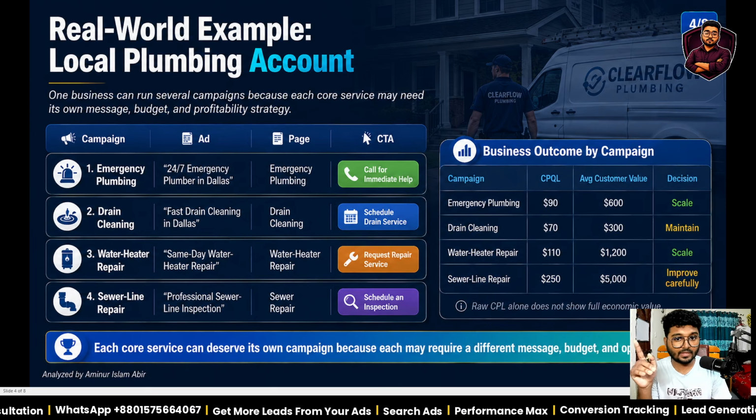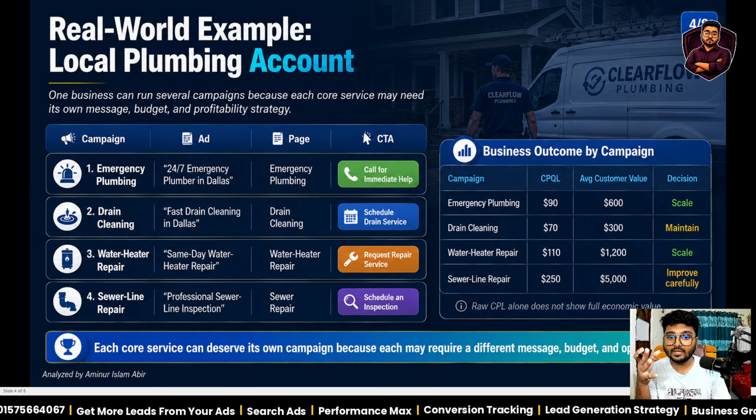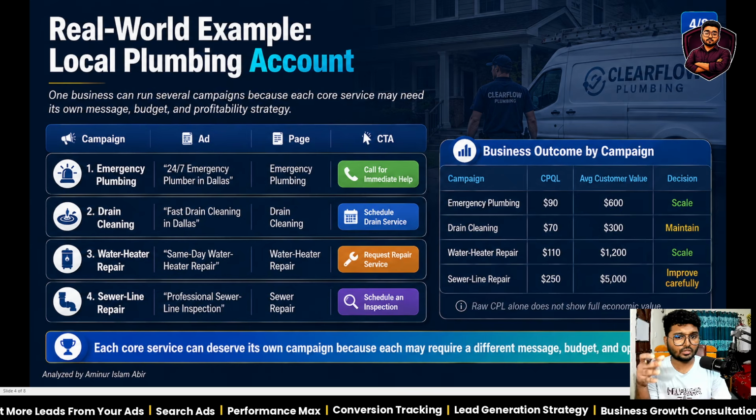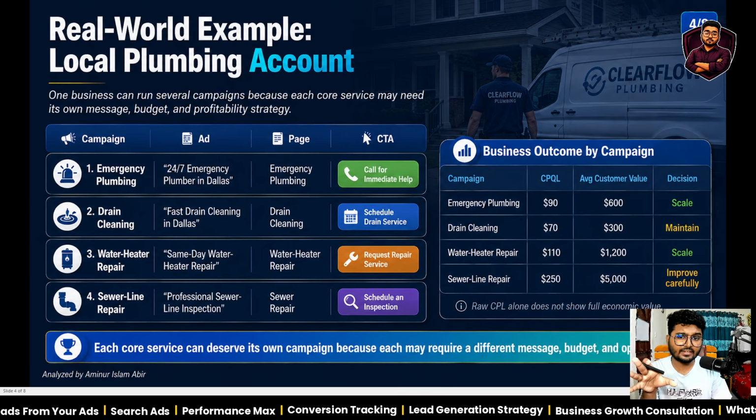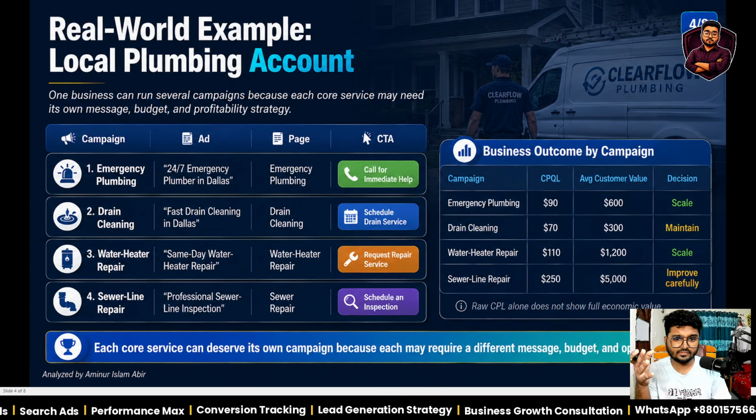Campaign 1, emergency plumbing. Intent, immediate help. Ad: 24/7 emergency plumbing in Dallas. Page: emergency plumbing. Call to action: call for immediate help. Campaign 2, drain cleaning. Intent, a clogged or blocked drain. Ad: fast drain cleaning in Dallas. Page: drain cleaning. Call to action: schedule drain service.